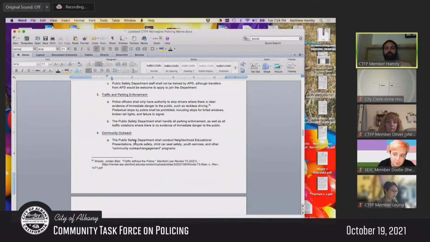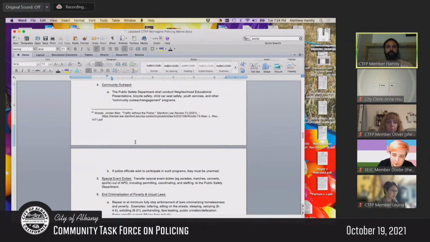And then community outreach. Once again, we do want the public safety department to have a good sense of the community that they're serving. So the idea was to transfer some of the police department services to this department, as far as the educational presentations for the neighborhood, bicycle safety, child car seat safety. If police officers really love that part of their job and this proves to be controversial, they're welcome to participate, but they cannot be armed.